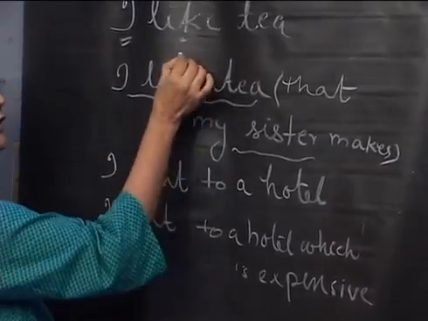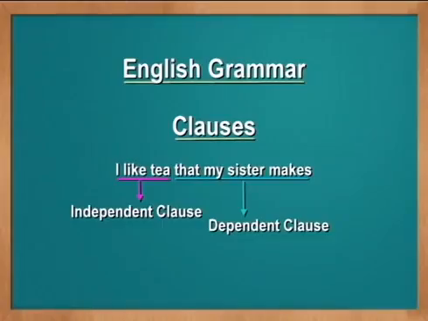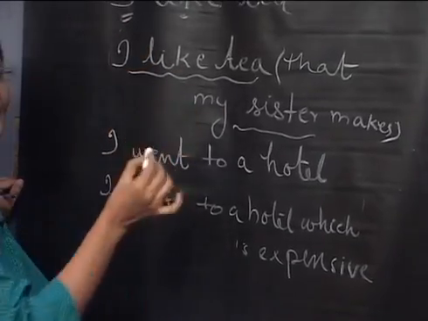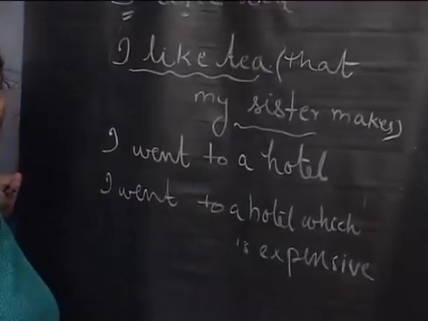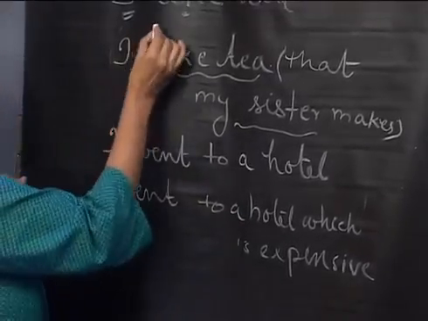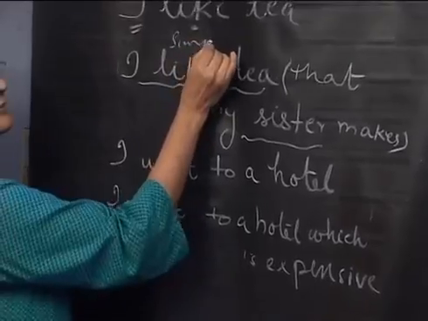So, hence we call this an independent clause and this a dependent clause. This is a dependent clause because it cannot stand independently and convey a full meaning, while this alone, I like tea, is a complete sentence conveying a complete message. This is also called a simple sentence.